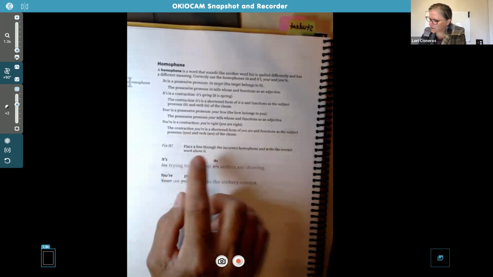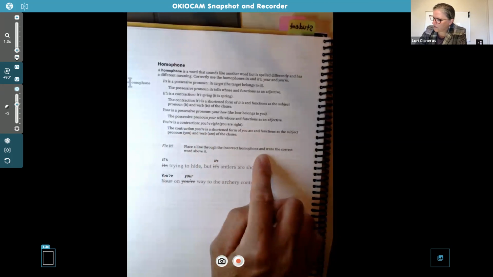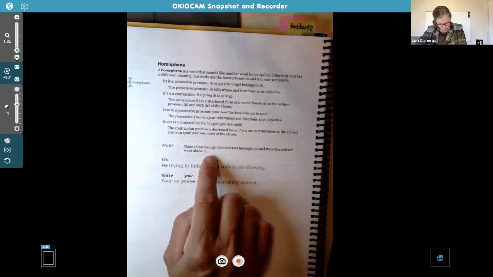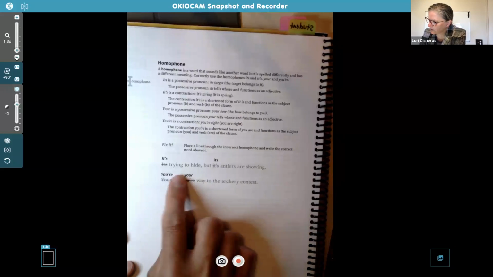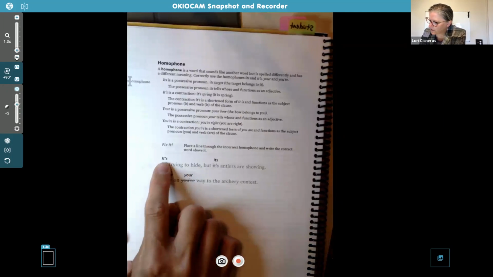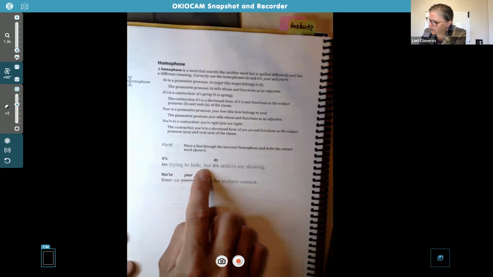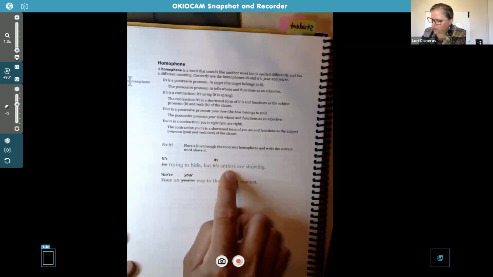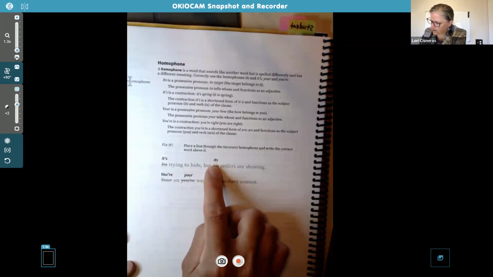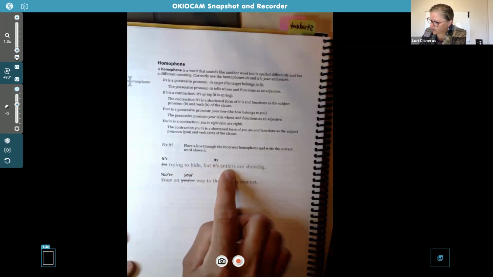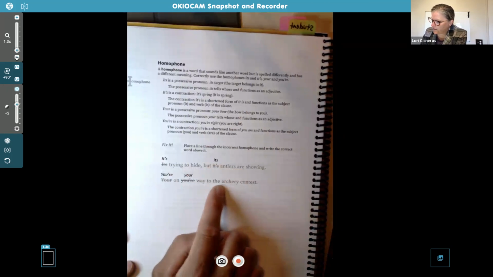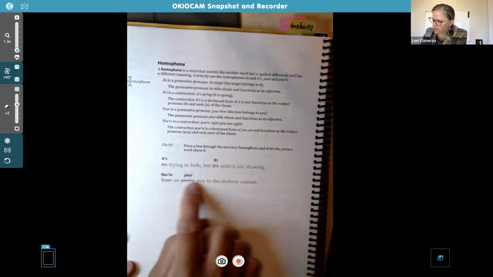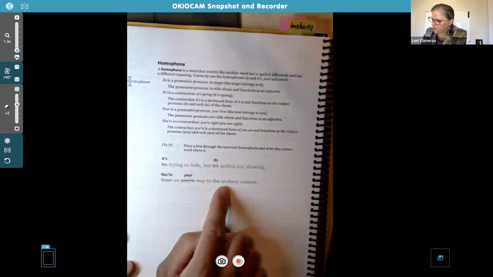Okay, go down here to fix it. Place a line through the incorrect homophone and write the correct word above it. Am I showing you the teacher's edition? No? Okay, it's already done for you, so haha. It's trying to hide, it should be it is trying to hide, but its antlers, now we're talking about whose antlers, it's possessive, no apostrophe, its antlers are showing. And then here, you're on your way to the archery contest. You are on your way to the archery contest.